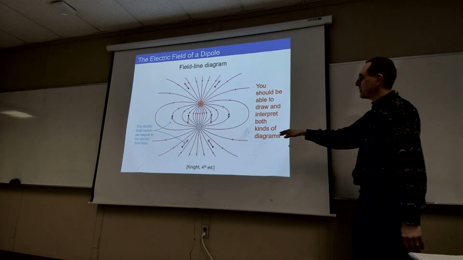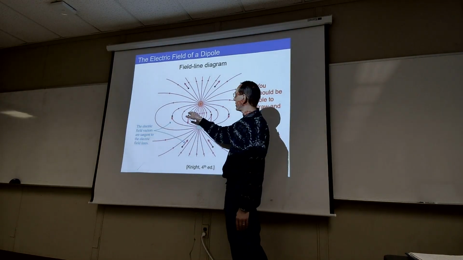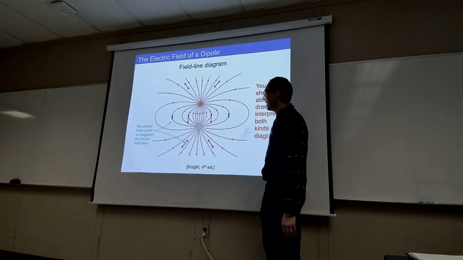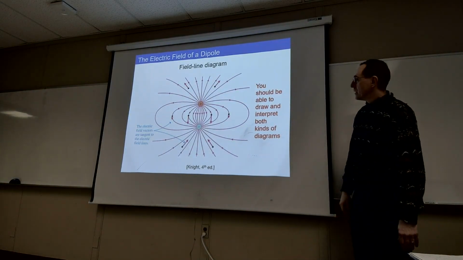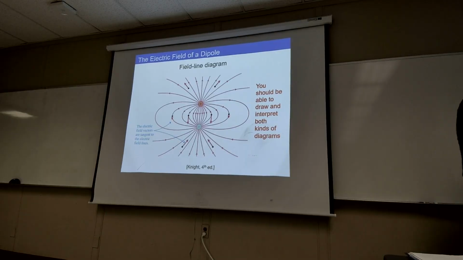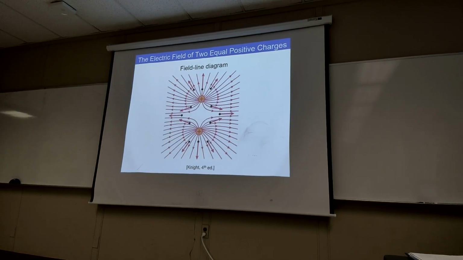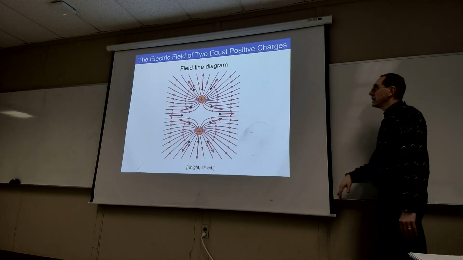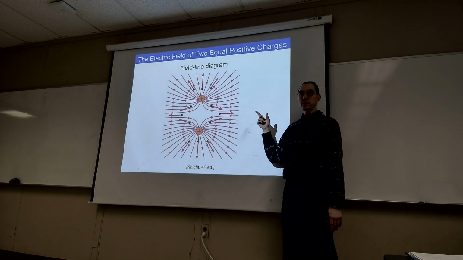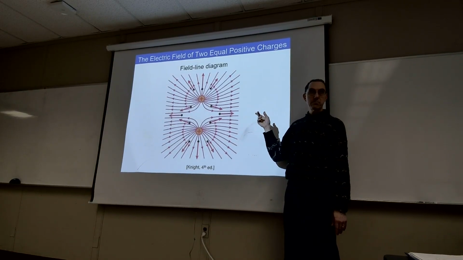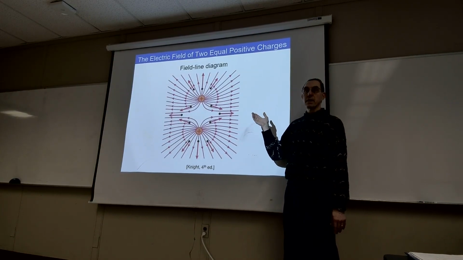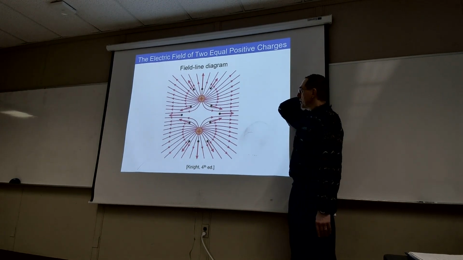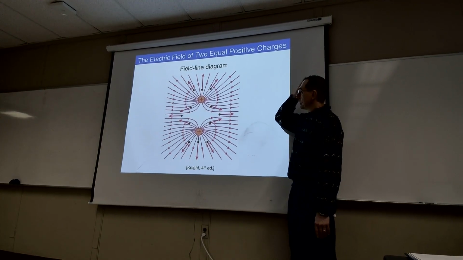Again, here they've drawn a few field vectors on. Normally you would not see those field vectors on. Just to give you some sense of it. So again, I expect you to be able to draw and interpret both kinds of diagrams. Let me show you another example just to get familiar. This is a field line diagram with a few field vectors superimposed for two charges again, but now both the same sign, equal magnitude, and both positive. Okay. So, anything you notice here?